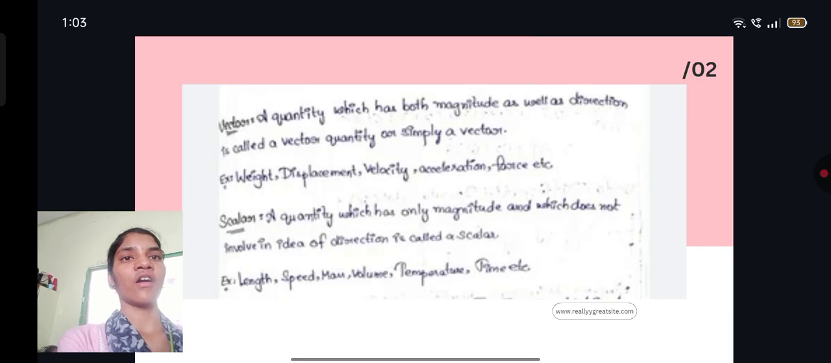First, vector. A quantity which has both magnitude as well as direction is called a vector quantity, or simply a vector. Examples: weight, displacement, velocity, acceleration, force, etc. Scalar. A quantity which has only magnitude and does not involve the idea of direction is called a scalar. Examples: length, speed, mass, volume, temperature, time, etc.